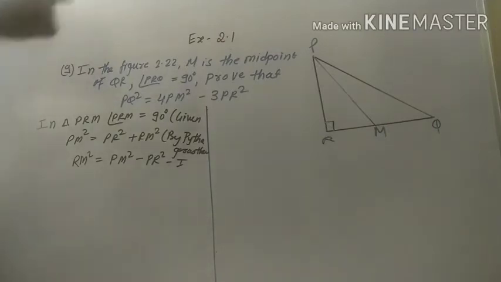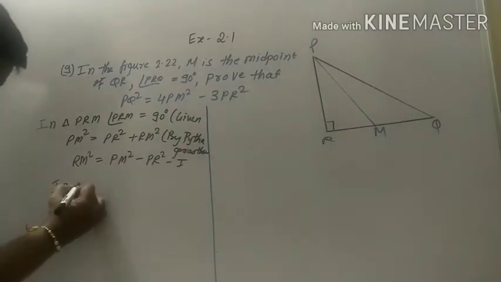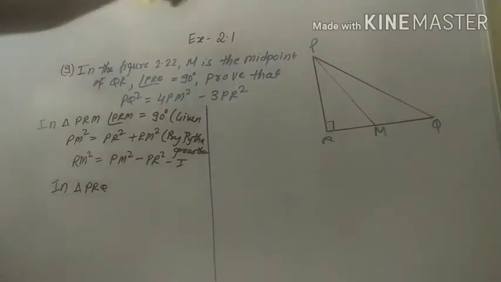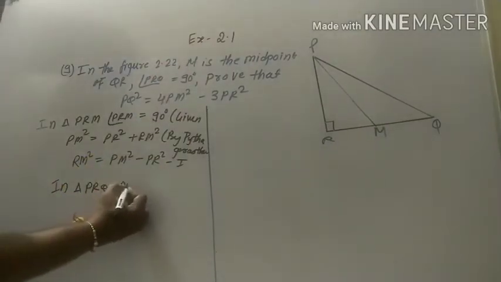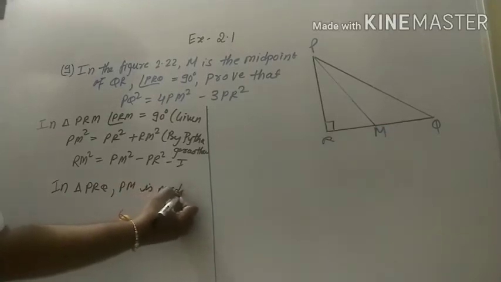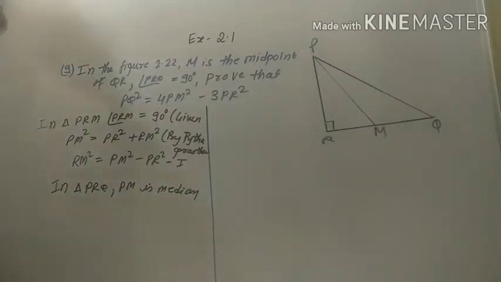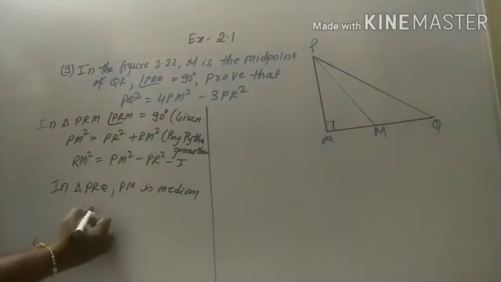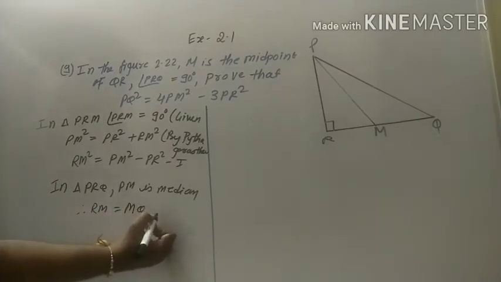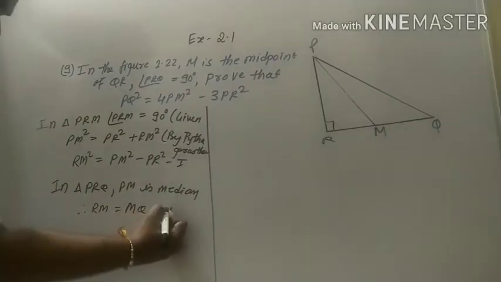Now we see the second triangle, triangle PRQ. In triangle PRQ, PM is a median. PM is a median, it means RM is equal to MQ, because PM is a median. That is our second point.